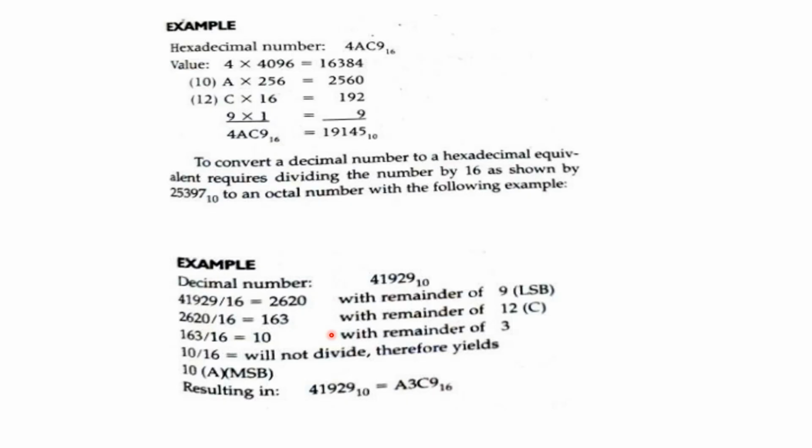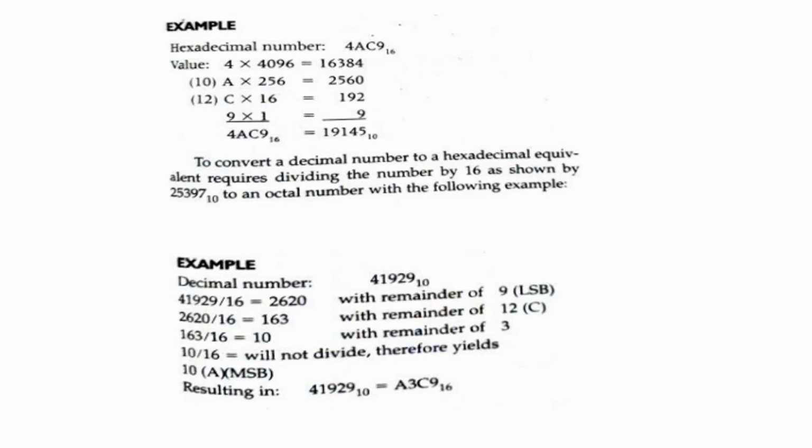Now, again, same process. If we want to convert decimal to hexadecimal, we just have to divide. For example, the decimal number is 1,929 divided by 16, then you get the remainder.